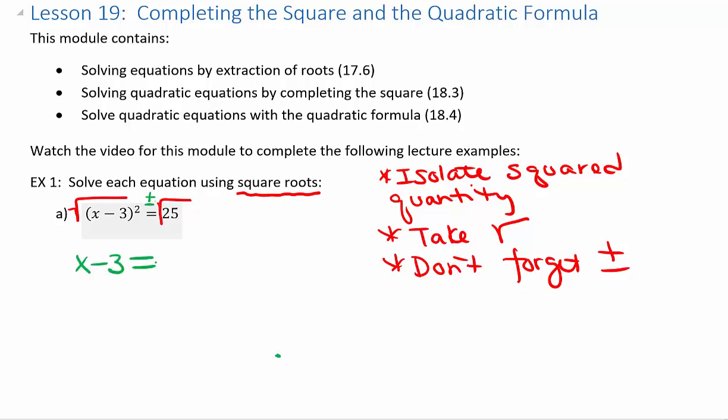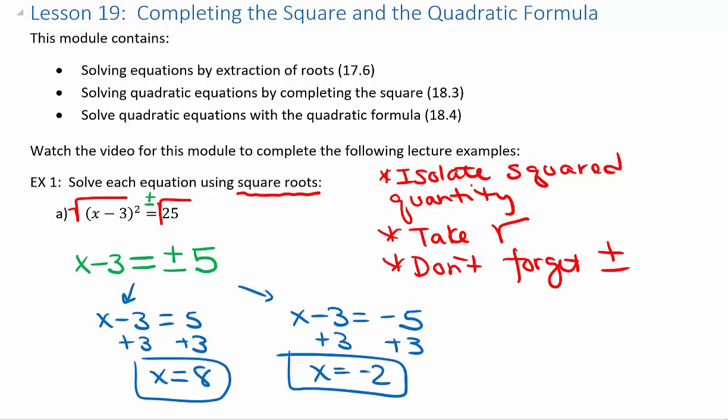Taking the square root gets rid of that squared on the left-hand side, so I'm just left with x minus 3. And root 25 is 5, so x minus 3 could equal positive 5 or negative 5. This is actually 2 equations that I need to solve. In both cases, I have to add 3 to solve. 5 plus 3 is 8. Negative 5 plus 3 is negative 2. So I have 2 solutions, 8 and negative 2.